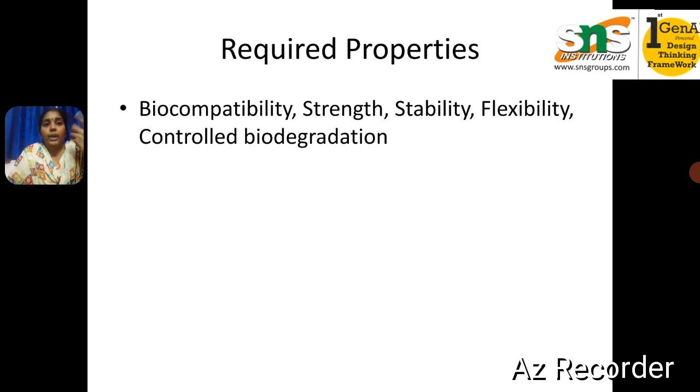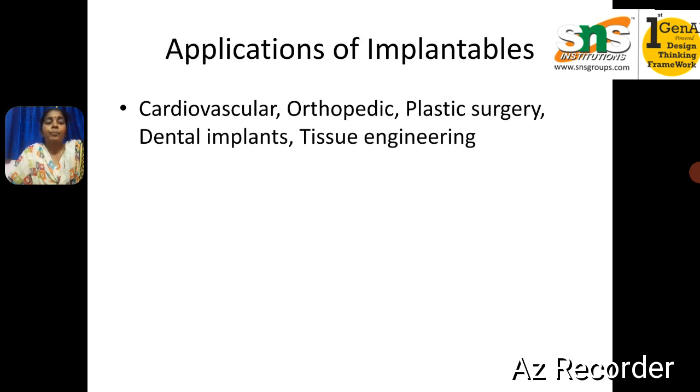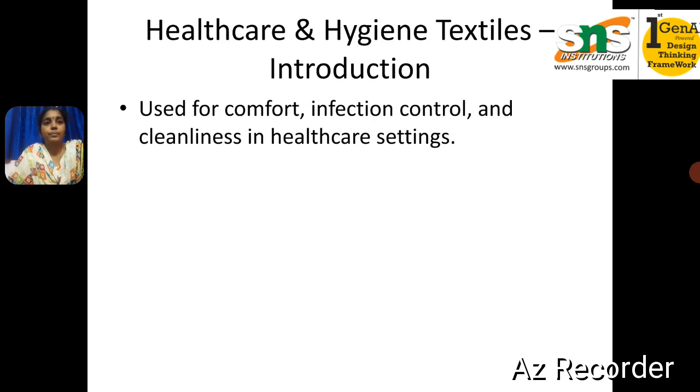Next one is required properties. What are all the properties required? Biocompatibility, strength, stability, flexibility, controlled biodegradation. Those are the main key properties required for an implantable textile material. Applications of implantables include cardiovascular, orthopedic, plastic surgery, dental implants and tissue engineering. So we can go on with those, and mainly we concentrate on implantables in these areas.